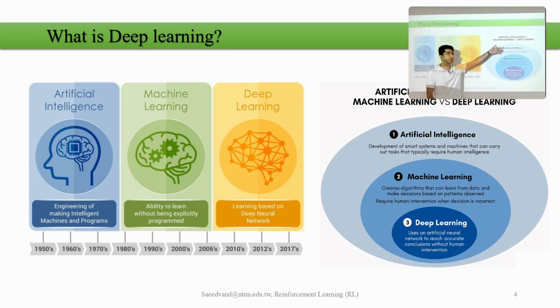We have artificial intelligence at the bigger scale. Inside AI, we have machine learning algorithms, which are a subclass of AI. And inside machine learning techniques, we have deep learning techniques. So it is a sub-field of the machine learning techniques that we want to see.